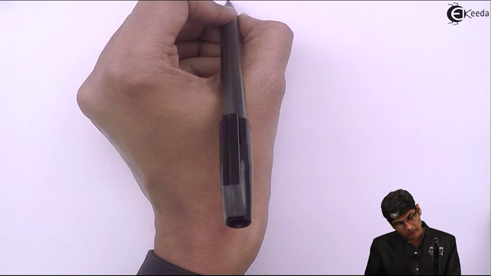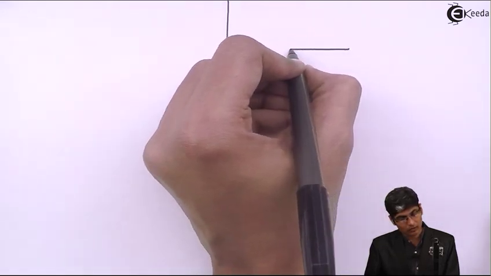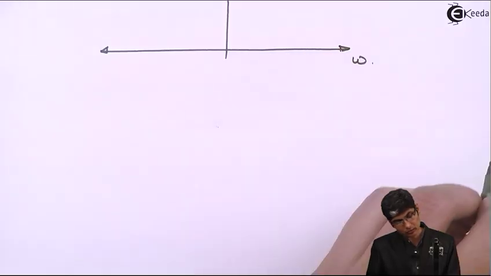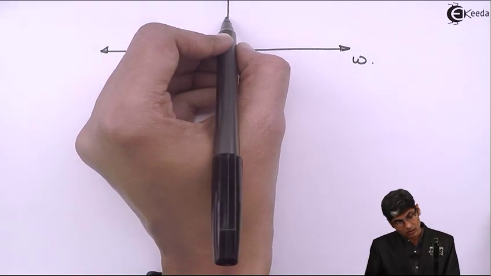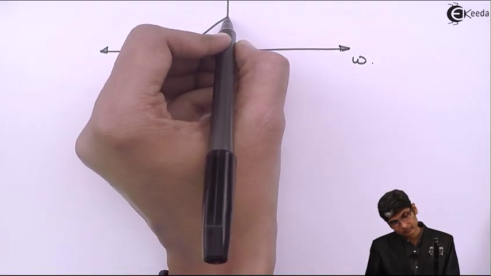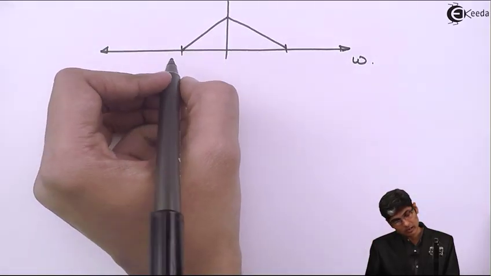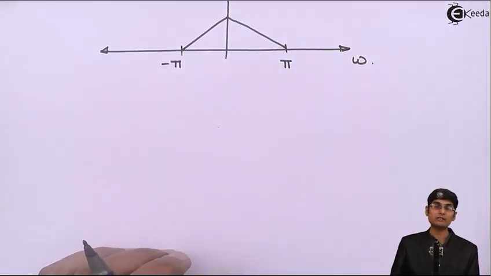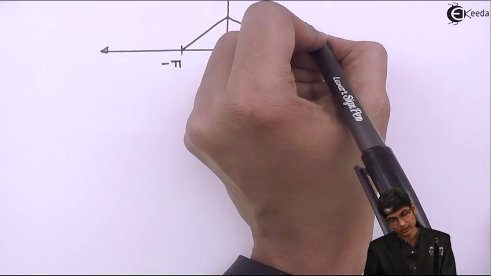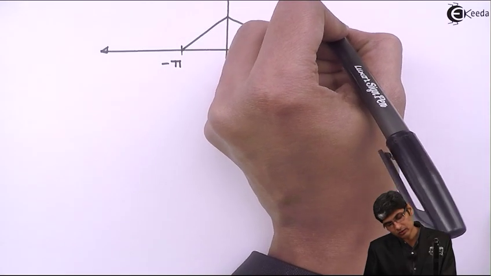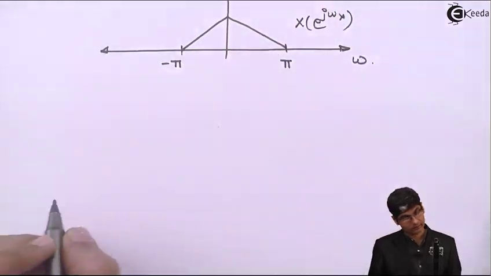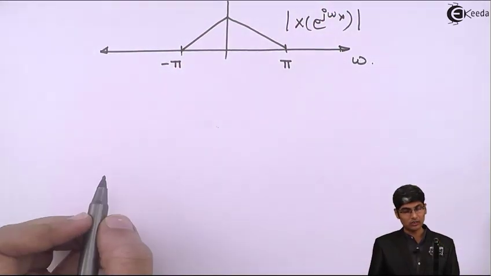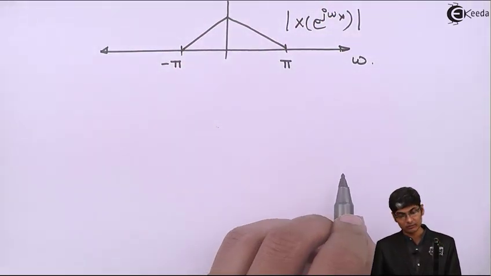Suppose in a frequency domain where I put omega, let's say my signal is from minus pi to pi. The frequency components in the signal are from minus pi to pi. This is x of e raised to j omega x. Okay. So the magnitude response of x of e raised to j omega x, the signal, is given like this.